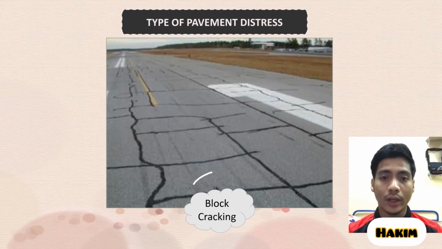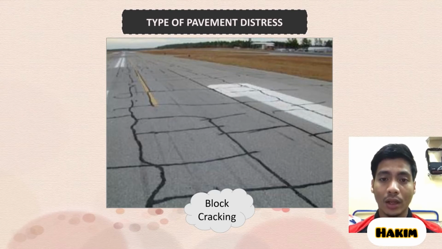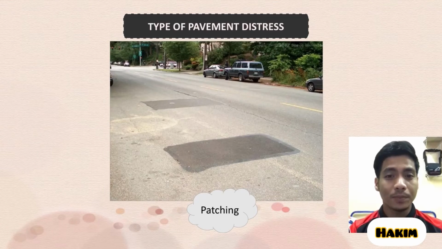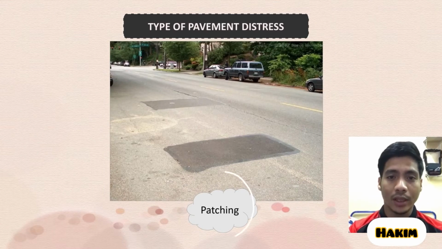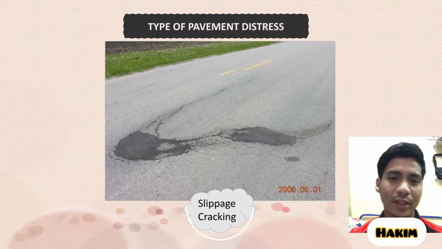Firstly, we have the block cracking type. Block cracks are a series of interconnecting fractures that split the pavement into roughly rectangular sections. Block cracking usually affects a substantial amount of the pavement, although it can also occur in non-traffic areas. Second is patching and utility cut patching. A patch is a piece of pavement that has been restored by removing and replacing a piece of the pavement surface.